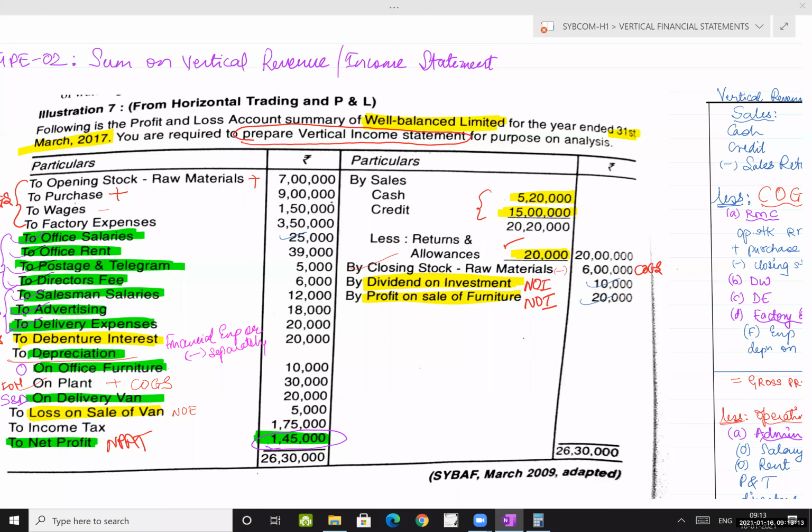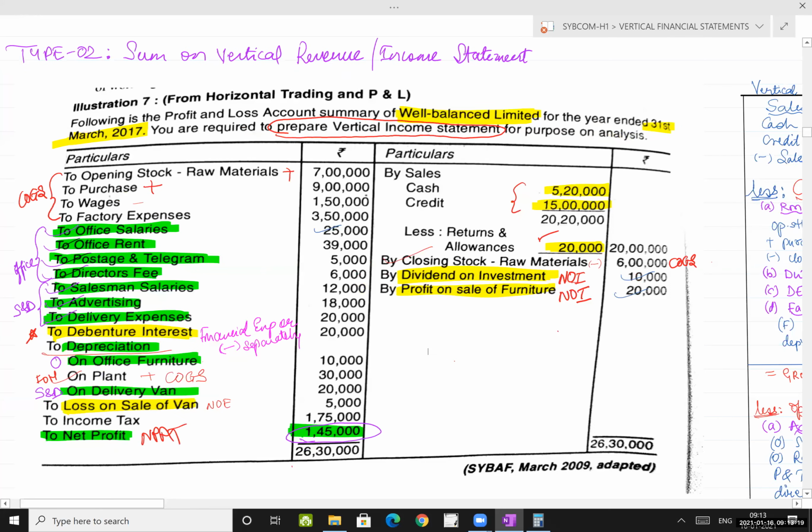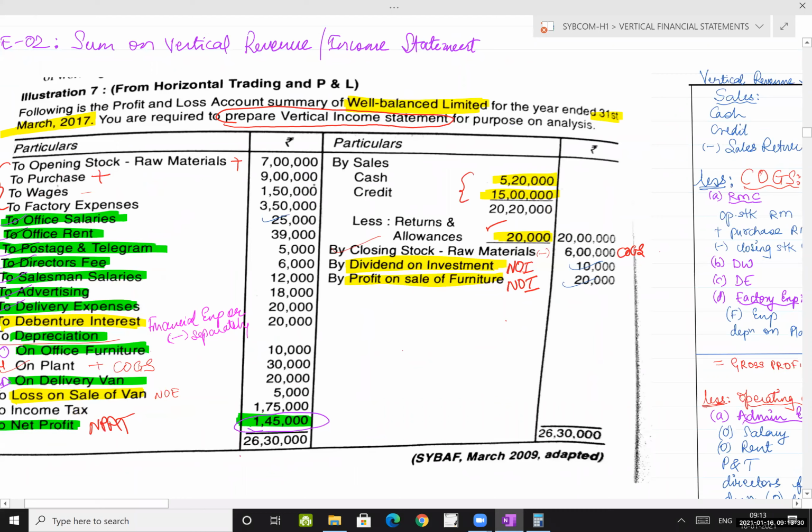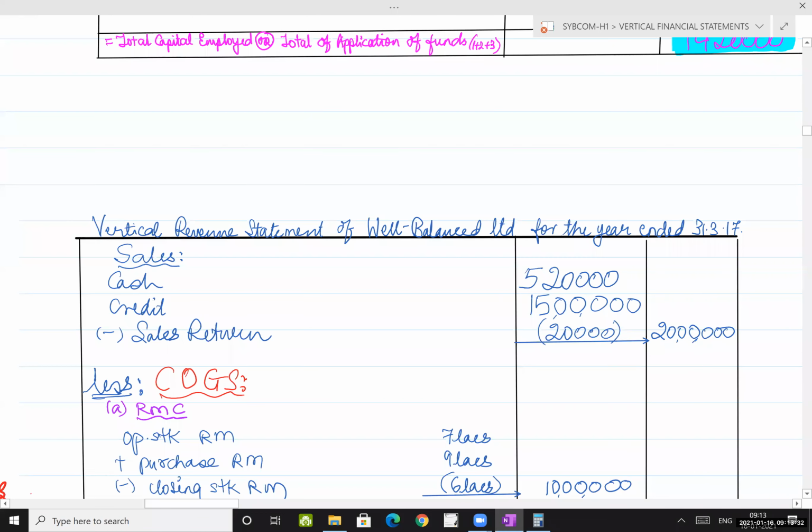Yeah, this is what we last discussed. Which items will be added, subtracted, which will come under COGS, which will come under office, which will come under SND, NOE, that is non-operating expense, NOI, non-operating income, and all that. Okay. So let us move on to the vertical revenue statement.